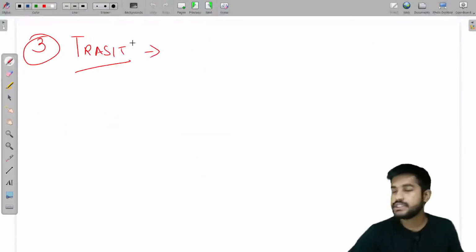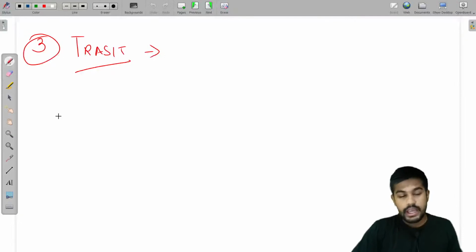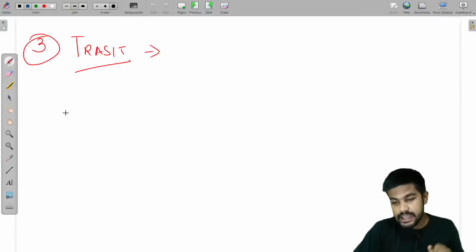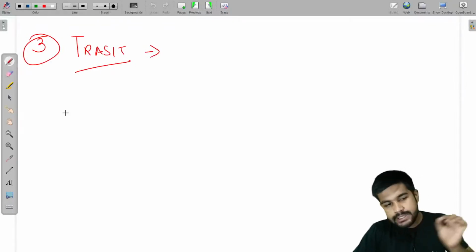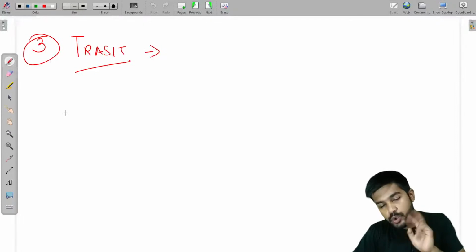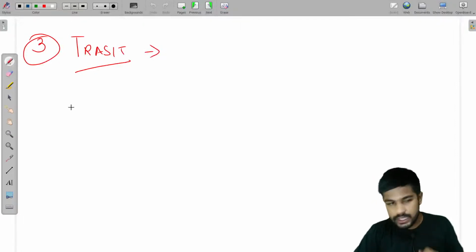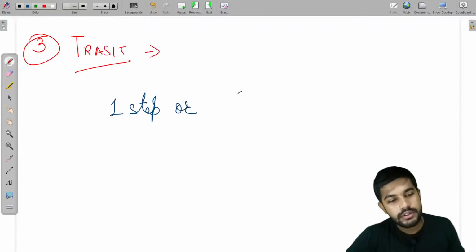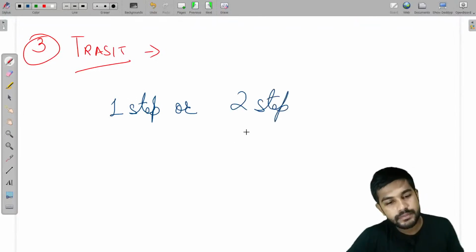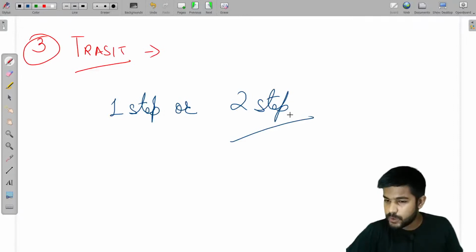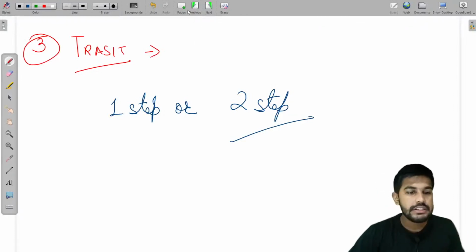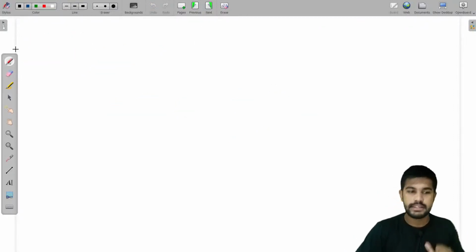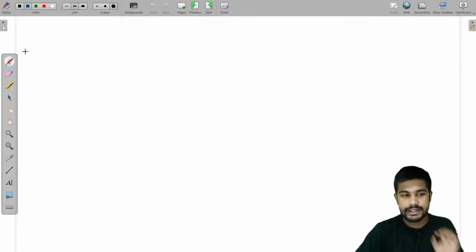Now the transition point. For the transition point, I would be seeing whether taking one step is profitable or taking two steps is profitable. Okay, one step or two step. Good to go. Am I clear with this? So now the main thing, I would start writing it.